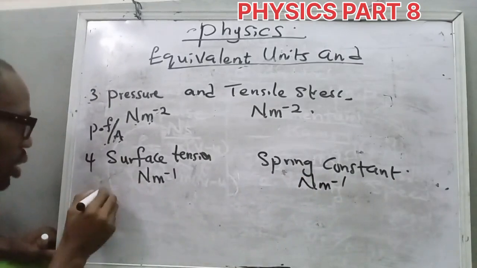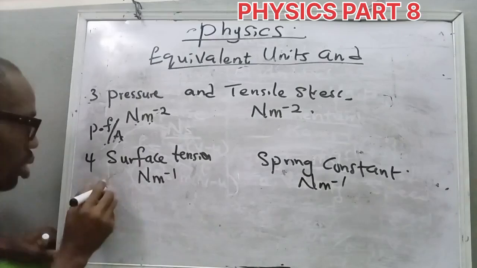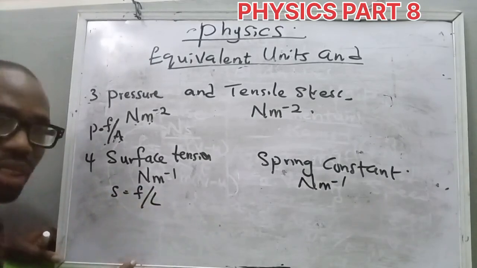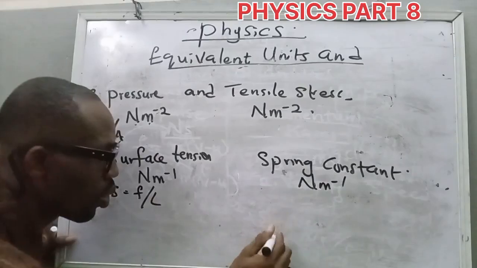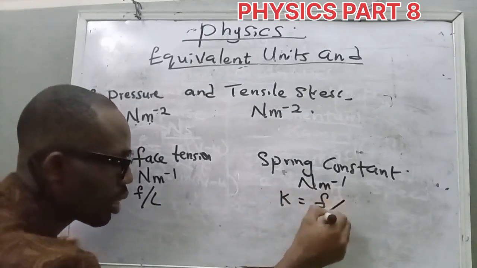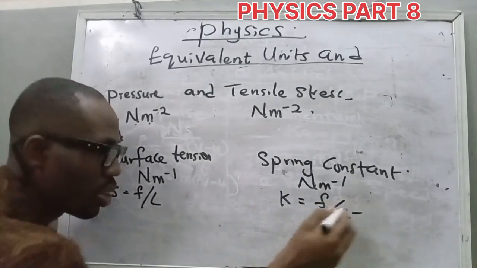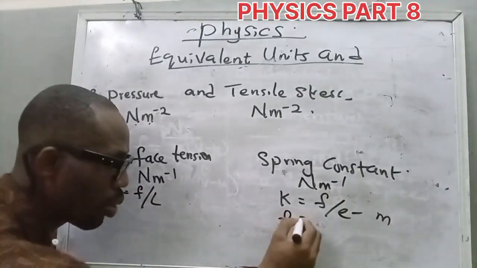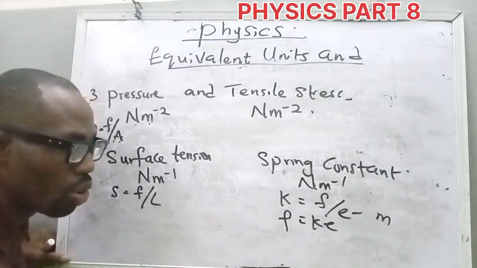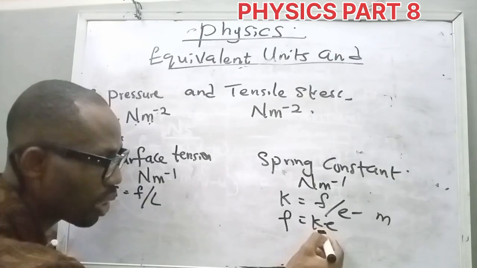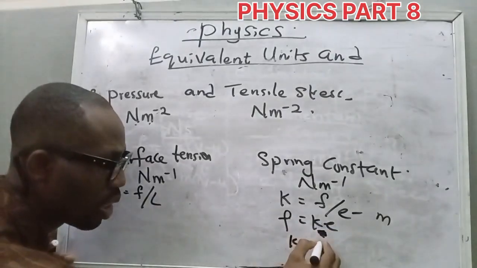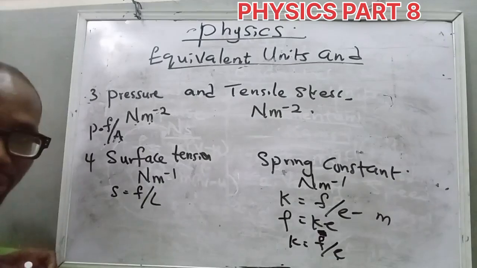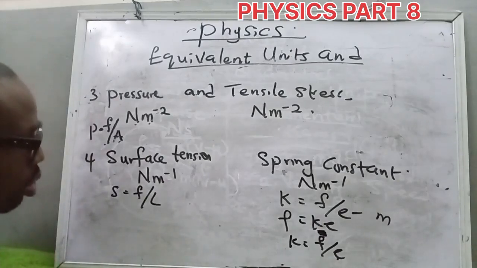So if you look at it, surface tension is force per length. Do you understand it? While spring or force constant is K equals force acting per unit extension, where this extension is representing the meter. Do you see it now? Because if you remember this formula, F equals KE from Hooke's law. So if you are looking for this spring constant, it will now be K equals F over E, which is force per unit length. Do you understand it? Okay.